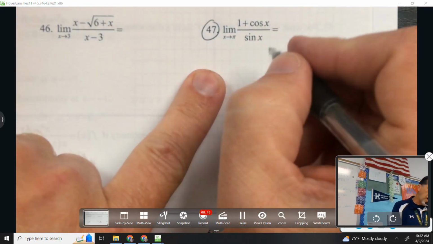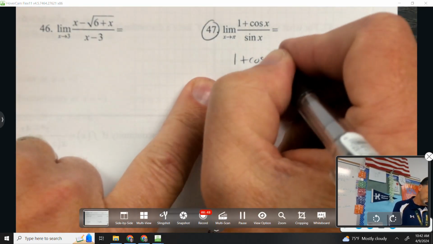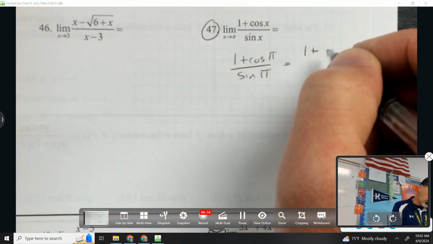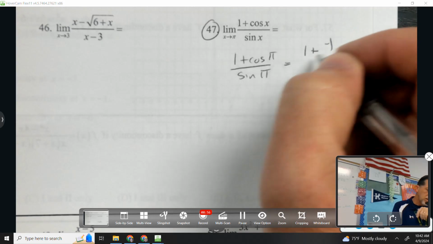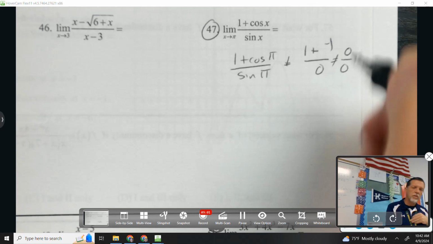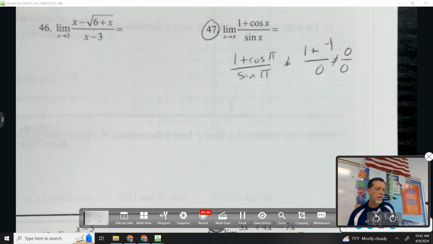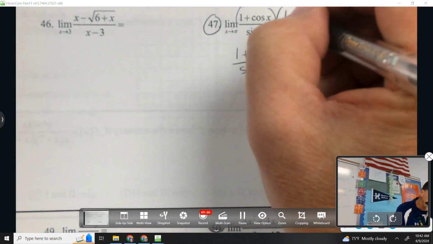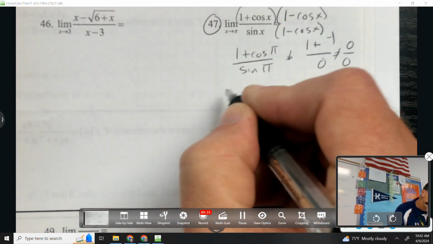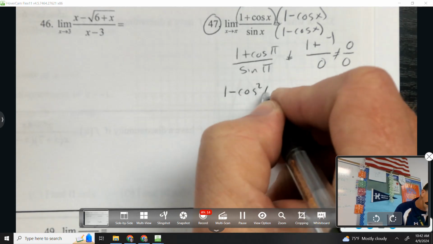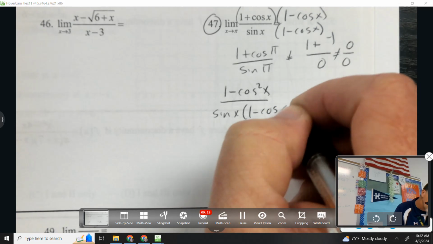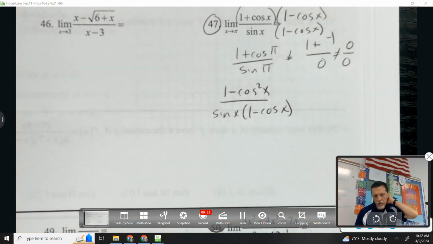So plug in pi. 1 plus cosine of pi over sine of pi. Cosine of pi is -1. Sine of pi is 0. So we get 0 over 0, which means we got to try something. So this one is a conjugate problem, but it's the trig conjugate problem. So 1 minus cosine squared in the top. Leave the bottom in hopes that something cancels.